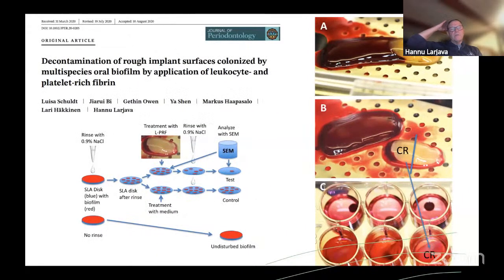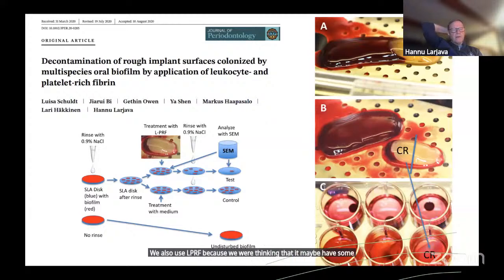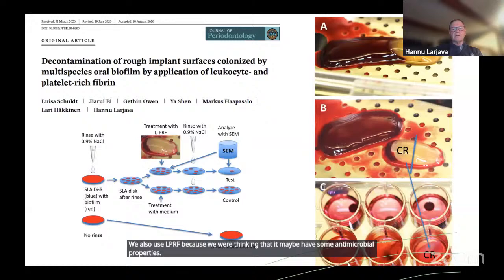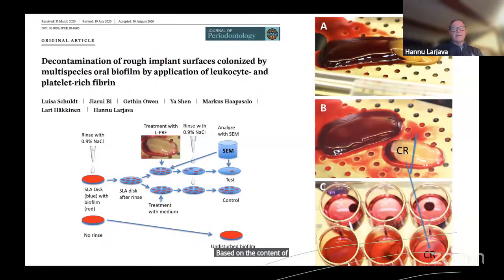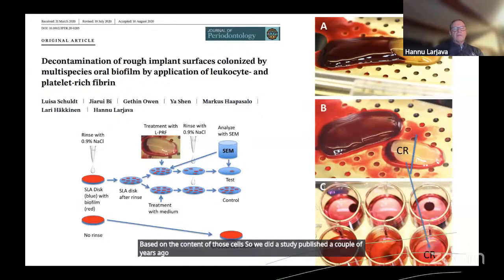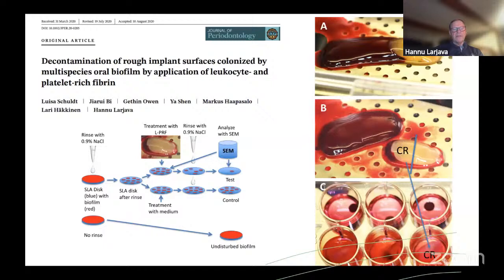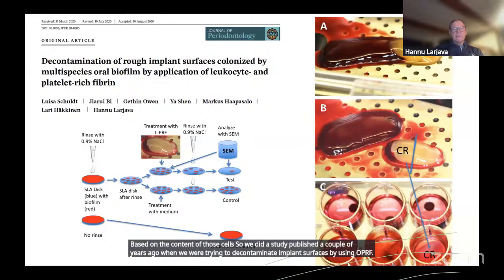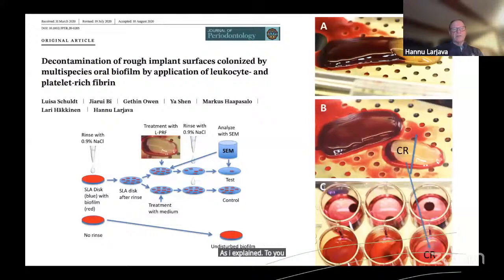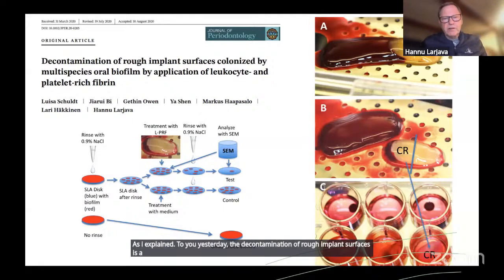We also use LPRF because we were thinking that it may have some antimicrobial properties based on the content of those cells. So we did a study published a couple of years ago when we were trying to decontaminate implant surfaces by using LPRF. As I explained to you yesterday, the decontamination of rough implant surfaces is a major clinical problem, and we don't have a very good solution.